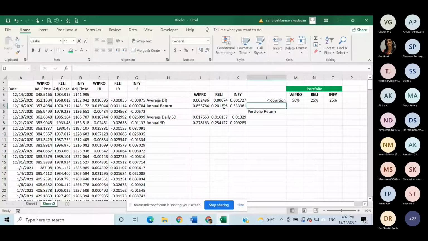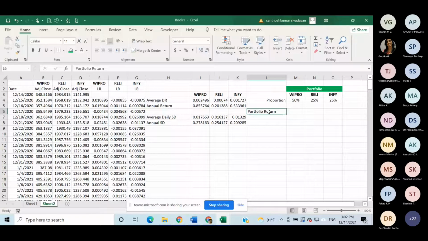So weighted average is equal to sigma i equals 1 to n Ri into Wi. We have studied the theory part. I am not explaining how the computation is done, and the weighted average is simply, you can say, take 50% of Wipro's return, take 25% of Reliance return, and 25% of Infosys return. Then I add together, sum it, you will get the weighted average return. That is the portfolio return.